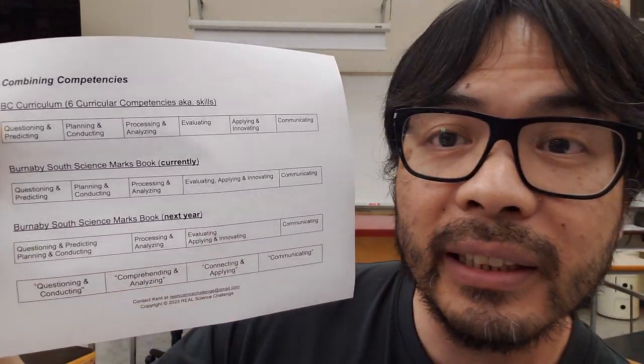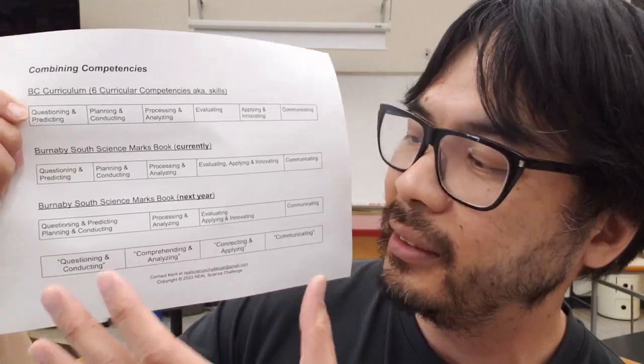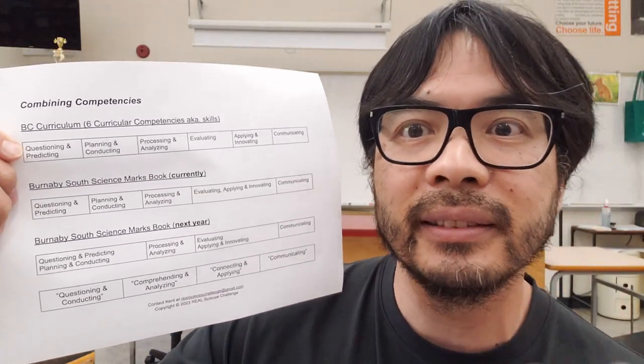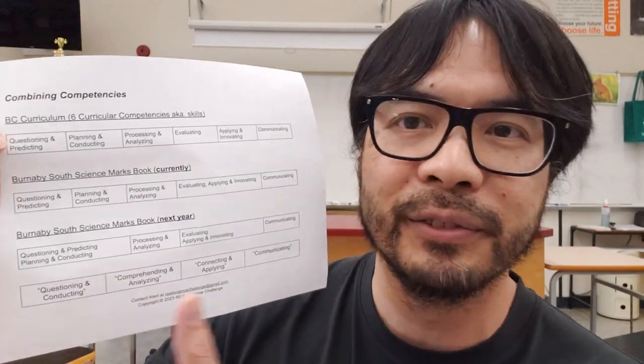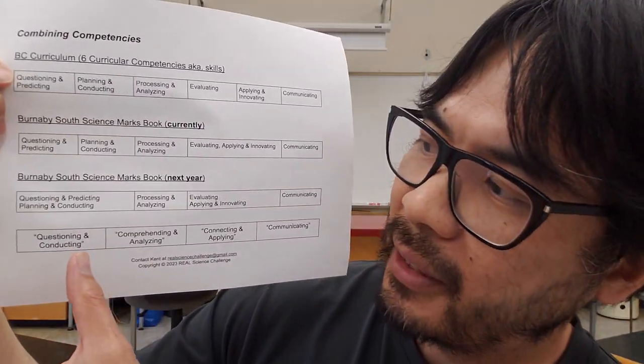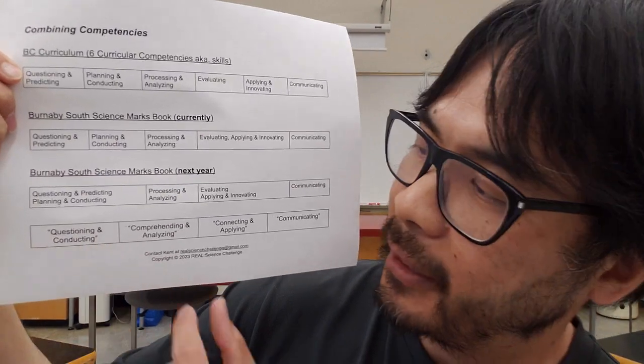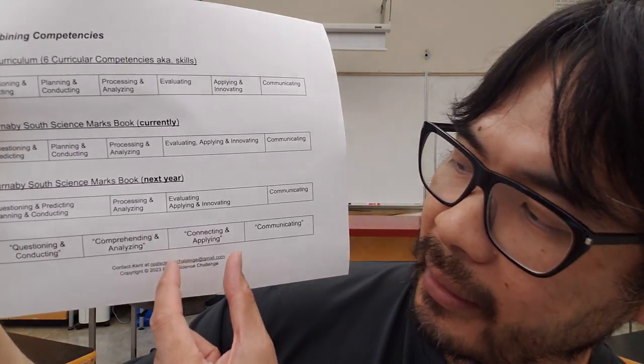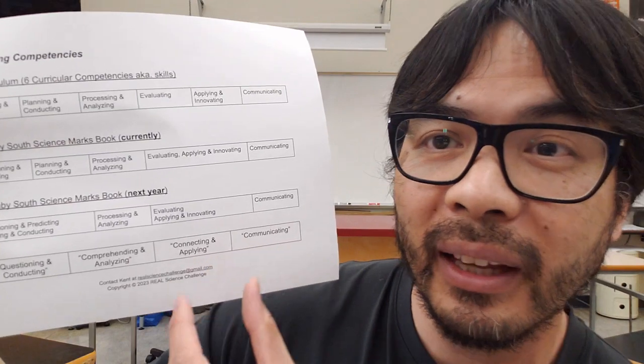So notice that the skills aren't going anywhere. We're still teaching and assessing the skills. We've just recategorized them into larger categories to save time, and to make things easier to assess because of, again, significant overlap. So now these categories are called question conducting, comprehending and analyzing, connecting and applying, and communicating. So fewer categories hopefully means less time to complete marks while still teaching and reporting on the same skills that make up a rounded science education. Because remember, we're not getting rid of the skills, we're just packaging them together, the ones that are similar.